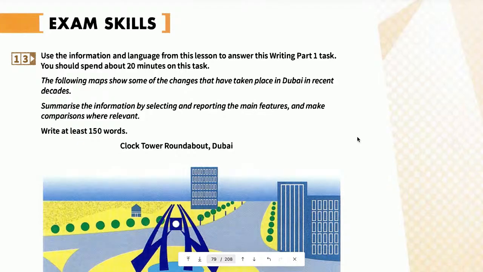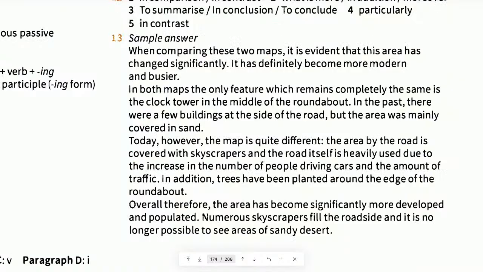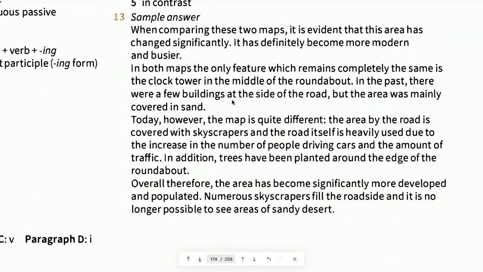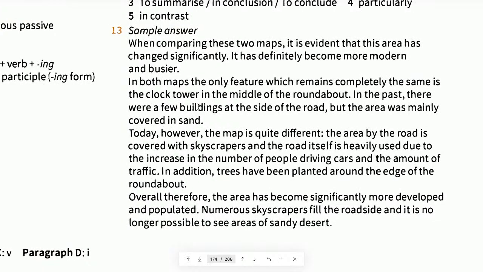Alright guys, now please open the sample answer for this. Page 173, right? Alright, first of all, we need one introduction, right? We need one introduction. And what should we write here? They say, when comparing these two maps, it is evident that.